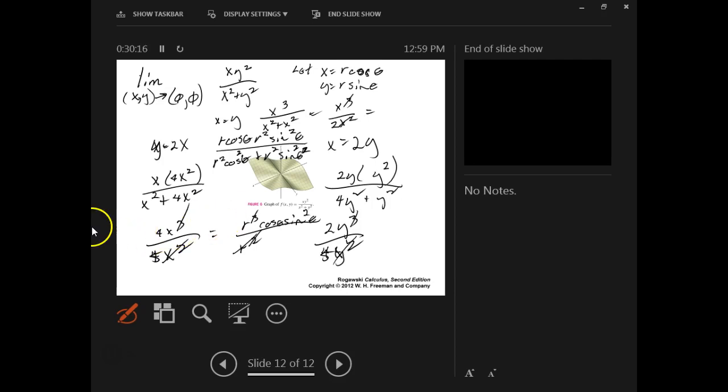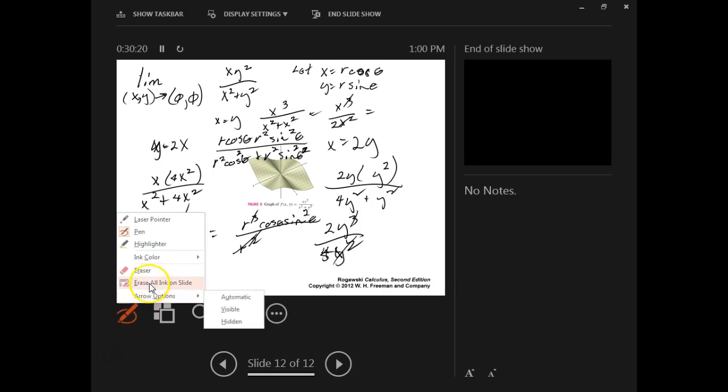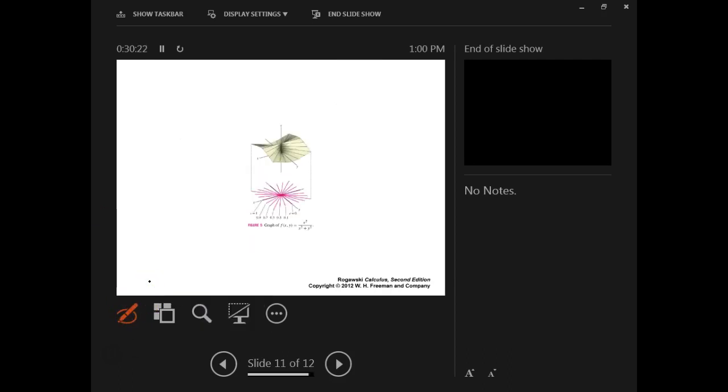Now, let's clear the ink off. Any questions on that one? Okay. Let's clear the ink on that one. Let's see if that's, yeah, that's probably the best one to write on.